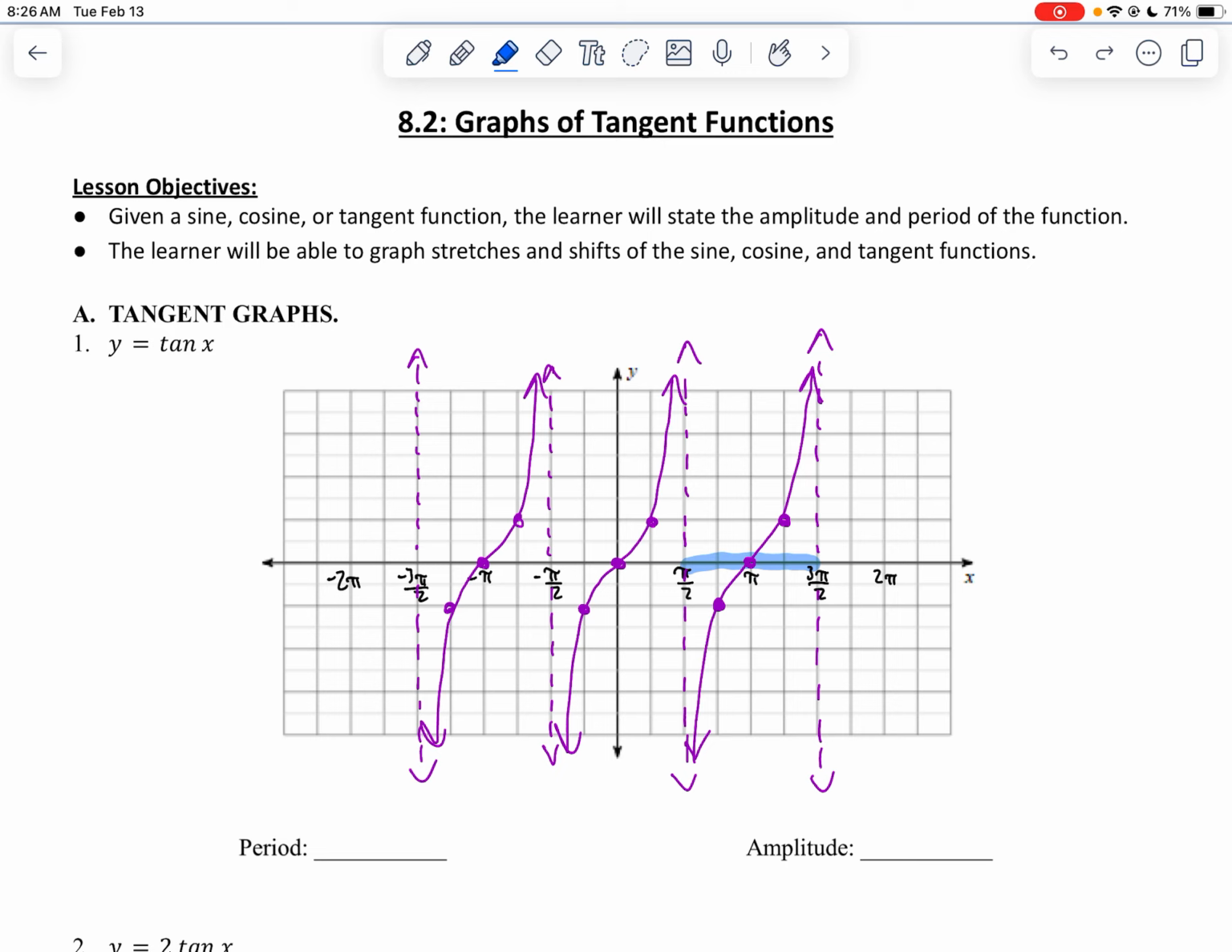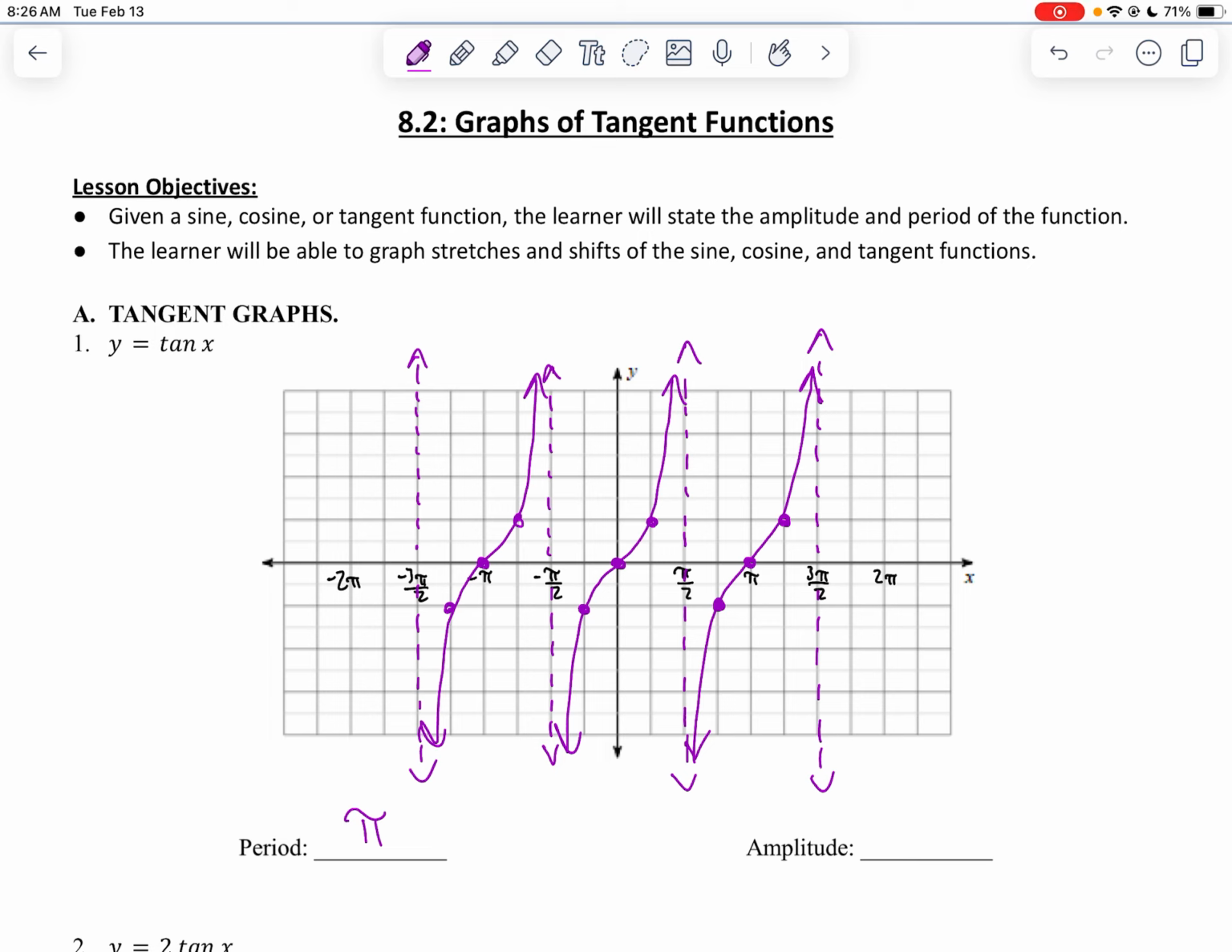If I look at it from pi over 2 to 3 pi over 2, the distance between those two x values is pi. So my period for a standard tangent graph is pi. It takes pi amount of distance, pi amount of time to complete that cycle. Amplitude you might remember as the height.